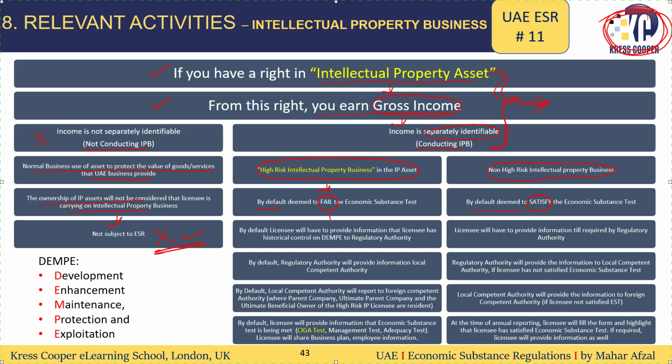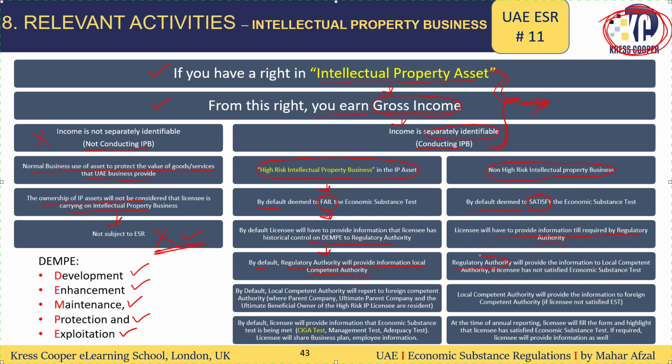If the licensee has failed the economic substance test, the licensee will be required to provide evidence to the regulatory authority about the development, enhancement, maintenance, protection and exploitation of the intellectual property asset. Here the licensee will be required to provide this information if required by the regulatory authority. In case of high risk intellectual property business, by default the regulatory authority will provide information to the local competent authority.